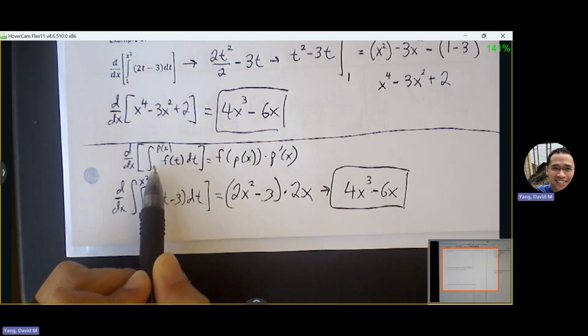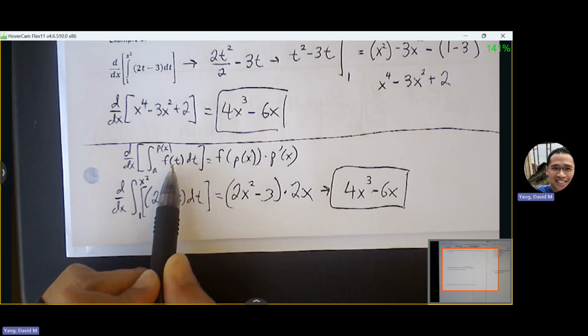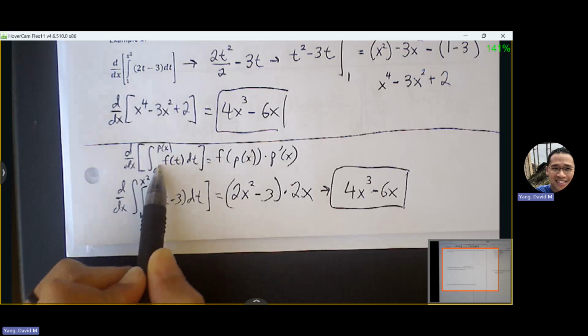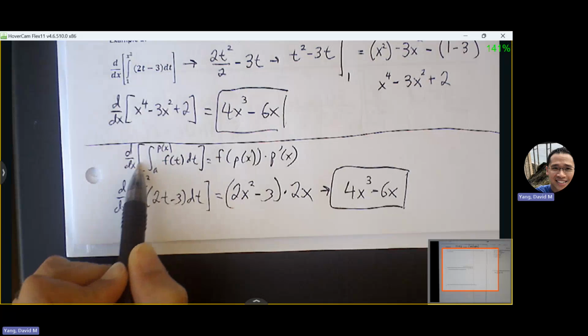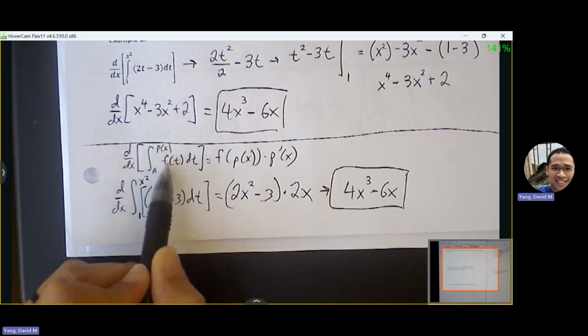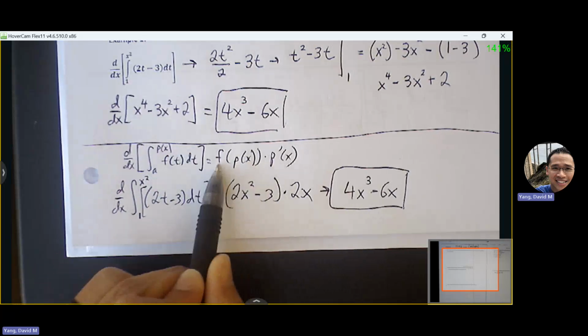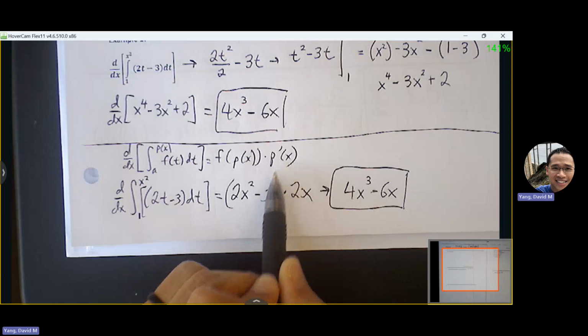Sometimes we're going to get these second theorem problems where we don't have the skill or the knowledge to be able to find the antiderivative, but it's asking for the derivative of the antiderivative. So we can essentially cancel their processes out and just follow the step here: upper bound into the function times the upper bound's derivative.